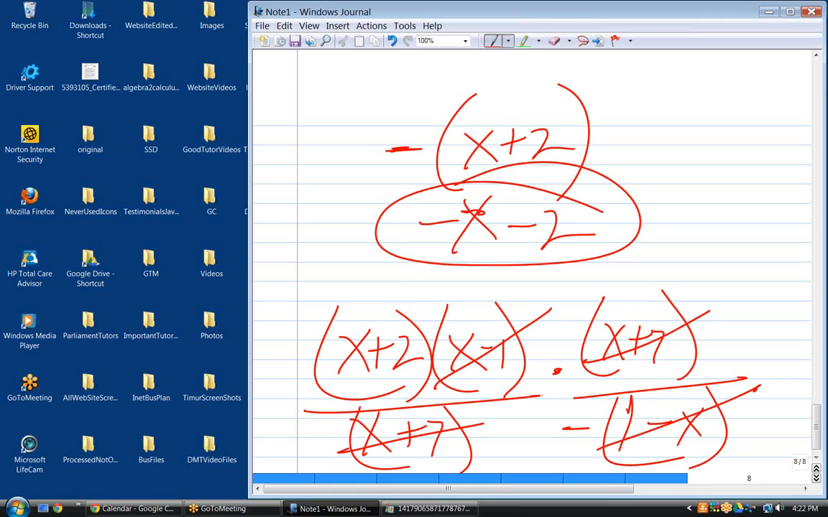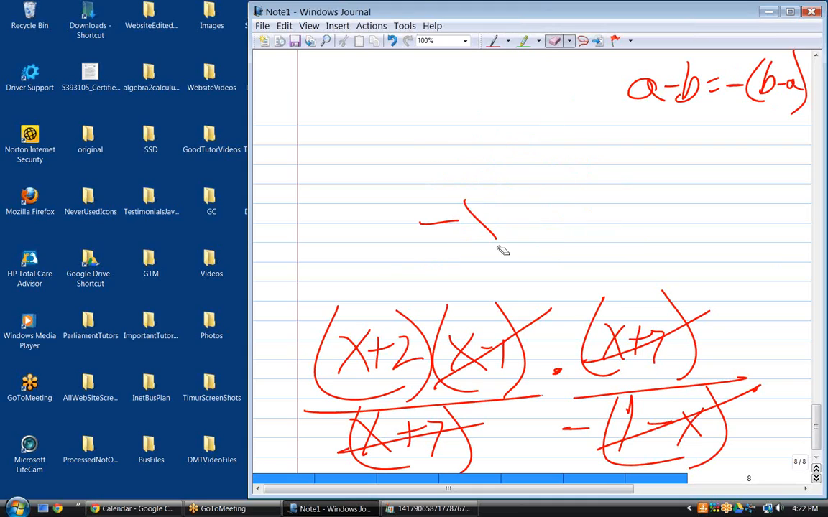So look for that whenever you are canceling. In other words, when you've got everything broken down into linear terms and you start looking for what to cancel, realize that there is one situation where you can cancel it without them being identical. And that is that a minus b is always equal to the negative of b minus a. Notice that those two expressions are the same. If I distribute the negative sign over here, I get a minus b.